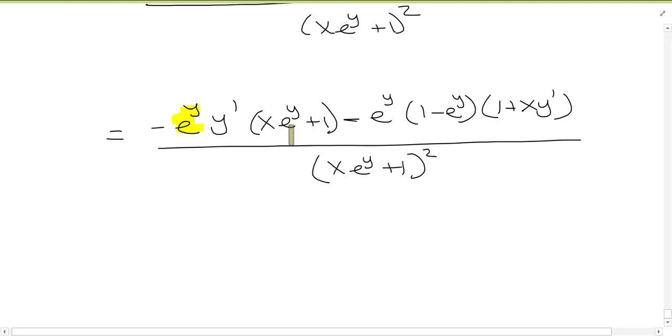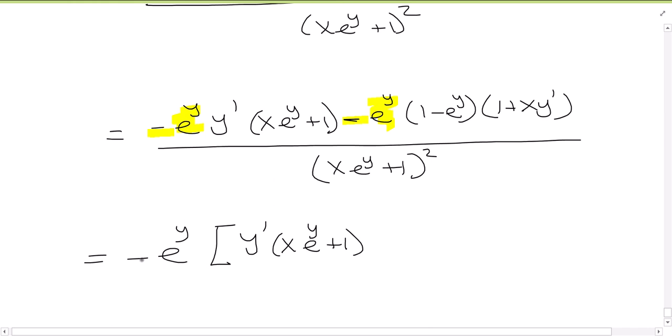And so here now I have the e to the y and e to the y, actually a negative, so I could take the negative e to the y out. But again, I don't know that it really helps us that much in taking it out, because I'll be left with y prime x e to the y plus 1. I took out the negative, so plus 1 minus e to the y, and then 1 plus x y prime. Yeah, so I don't know that it helps us too much.